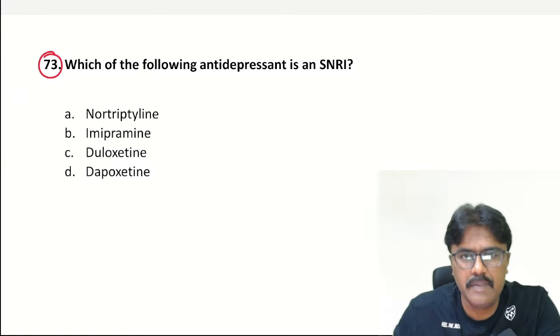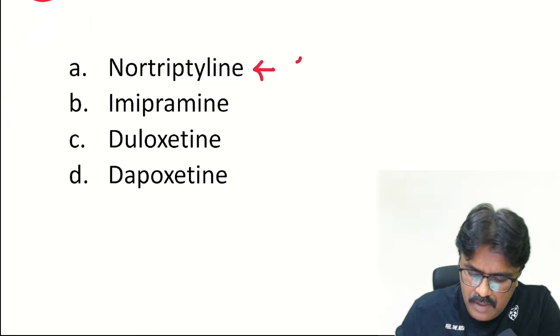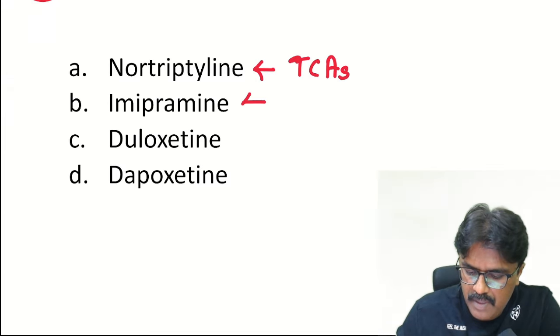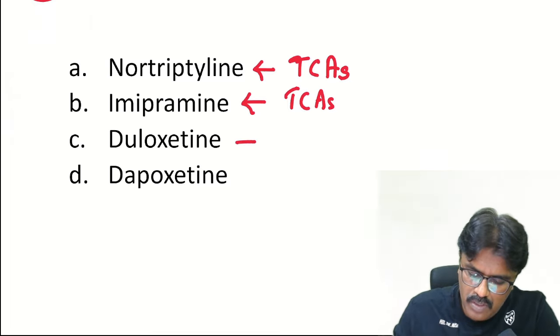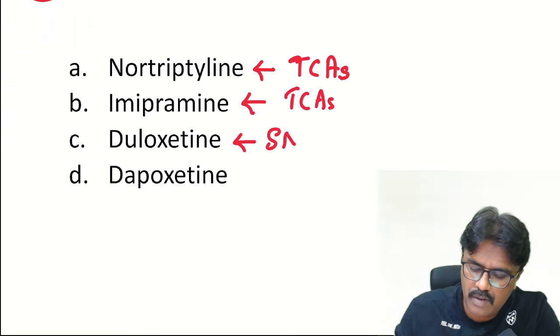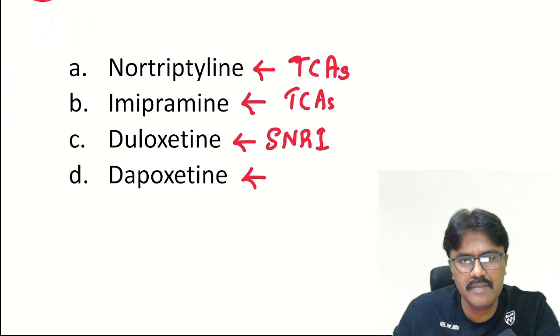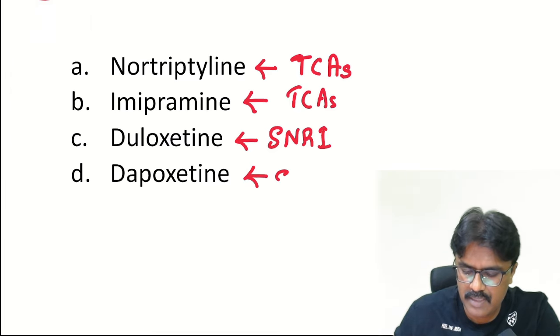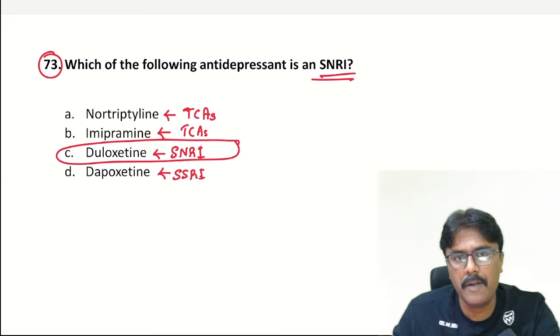73. Which of the following antidepressant is a SNRI? Nortriptyline is TCA. Imipramine is a TCA. But the confusion is duloxetine, dapoxetine. Duloxetine, venlafaxine, milnacipran are SNRIs. Dapoxetine, fluoxetine, escitalopram, citalopram, they are all SSRI. So what is the question asking you? Identify the SNRI. The answer is duloxetine.